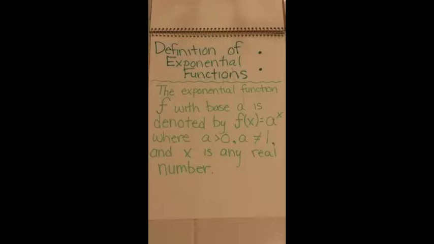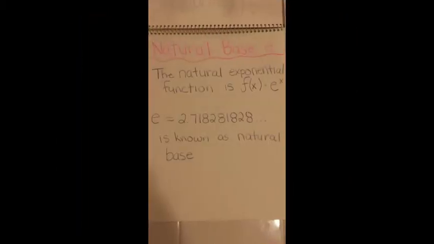The definition of exponential functions: an exponential function f with base a is denoted by f of x equals a to the x power, where a is greater than 0 and a cannot equal 1 and x is any real number. The natural exponential function is f of x equals e to the x power. E is approximately 2.718281828, etc. This is known as the natural base.